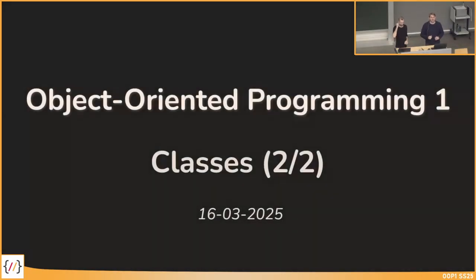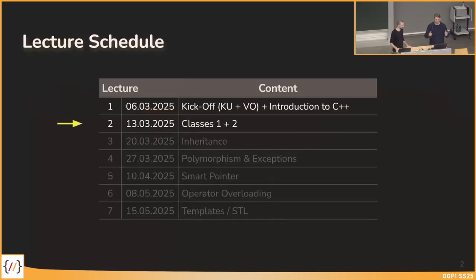Welcome back to Object-Oriented Programming 1. We will now have a look at the second part of classes. So we're still in the second week. Everything about classes, or at least the first steps, is covered this week. Next week, we will talk about inheritance, also polymorphism and exceptions, and then some advanced topics after that.